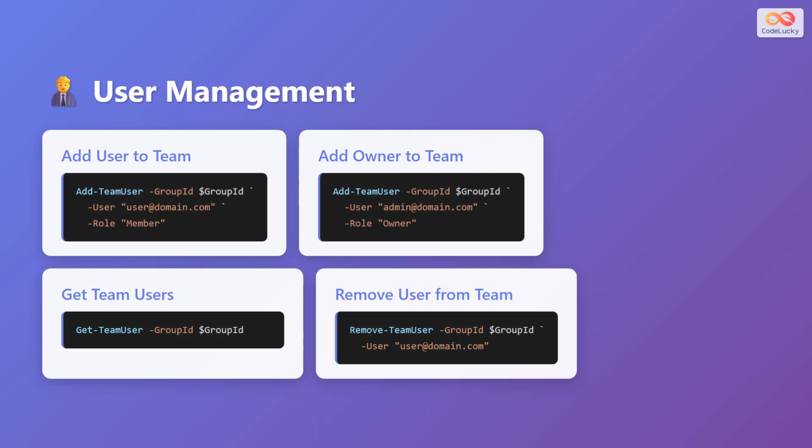To view all users in a team, use Get-TeamUser with the GroupId. This returns a list of all members and owners. When you need to remove someone from a team, use Remove-TeamUser with the GroupId and the user's email address. These cmdlets make it easy to automate user provisioning and deprovisioning workflows.